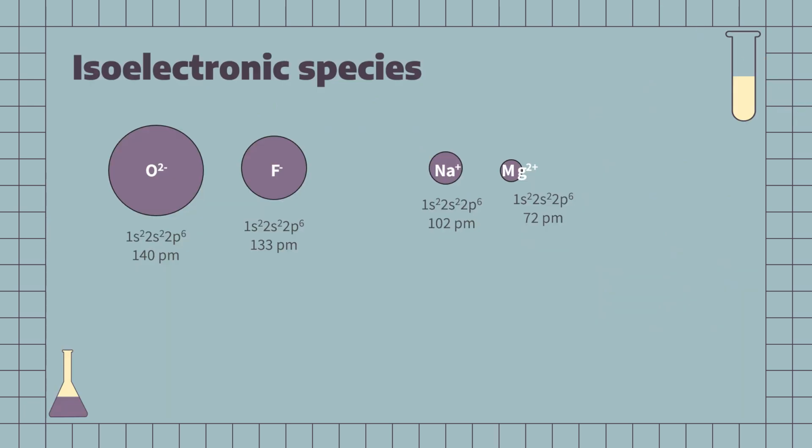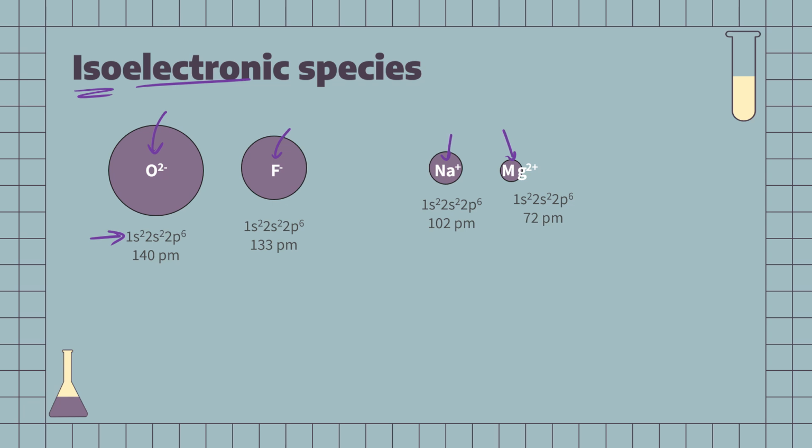Isoelectronic species are particles that have the same electron configurations. Iso means the same or equal, and then electrons. So here we have 4 species that are isoelectronic. They all have electron configurations of 1s2, 2s2, 2p6. They all have 10 total electrons. It's the oxygen anion, the fluoride anion, the sodium and magnesium cations.